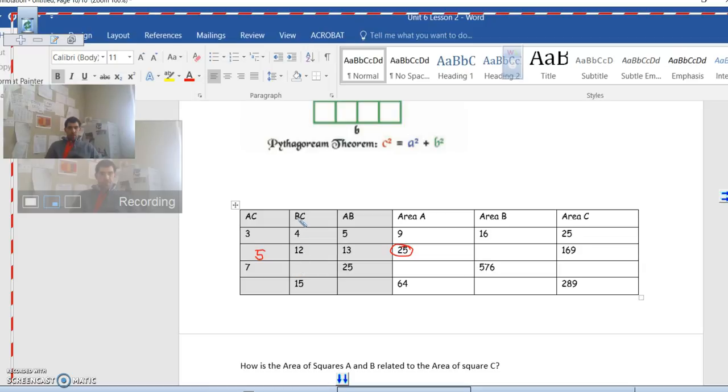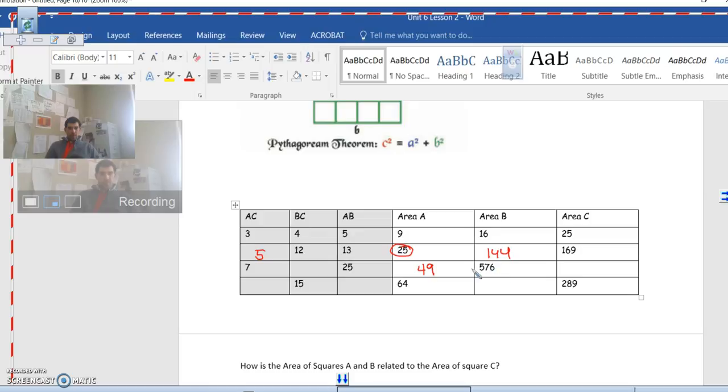Okay, so if BC is 12, that's the length of BC. What's the area then? 12 squared is 144. 25 plus 144 is 169. The square root of 169 is 13. Next, 7 is the side length. AC is 7. So 49 would be the area of A.